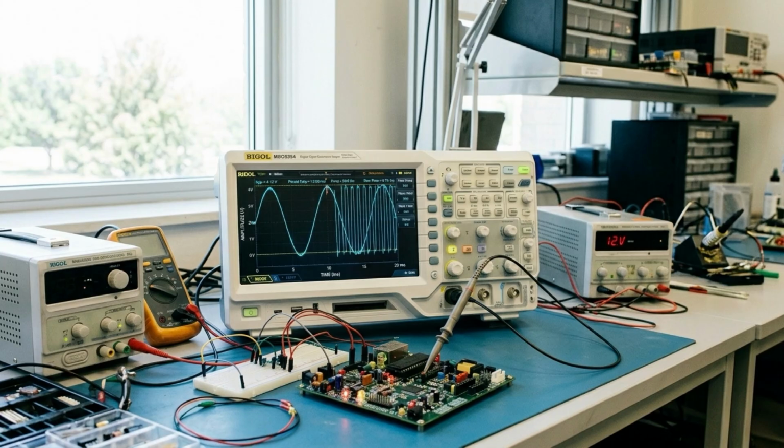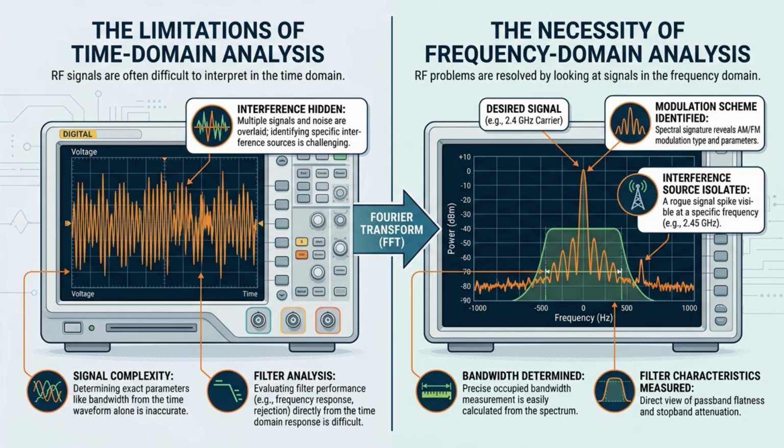In the real world, signals are observed as changing voltages, currents, or electromagnetic waves over time. Engineers can easily measure these variations using oscilloscopes and other instruments. This time-based representation provides useful information about amplitude, timing, and waveform shape. However, many important RF problems cannot be solved simply by looking at signals in the time domain.